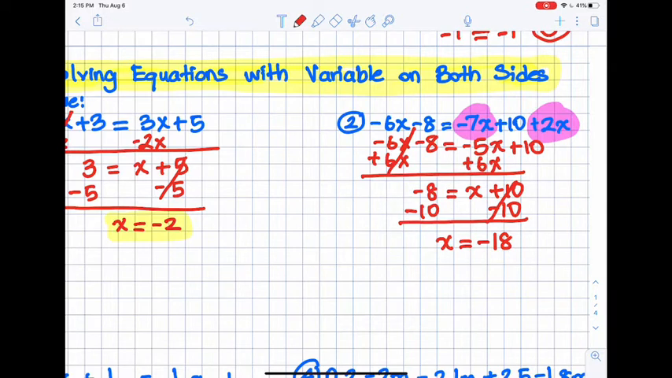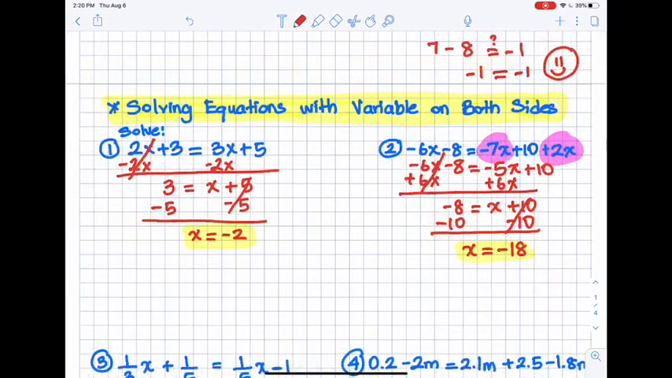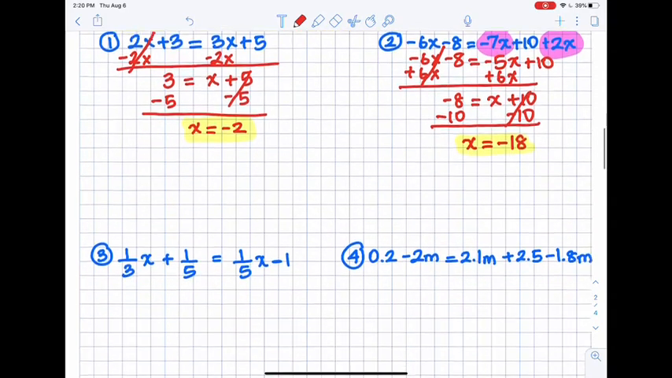You can also say negative 18 equals x, but it is a better way of writing your answer when you have x on the left side of the equation, and then your solution on the right side. Let's highlight. Okay. Don't forget to check your answer. And let's move on to question number 3.